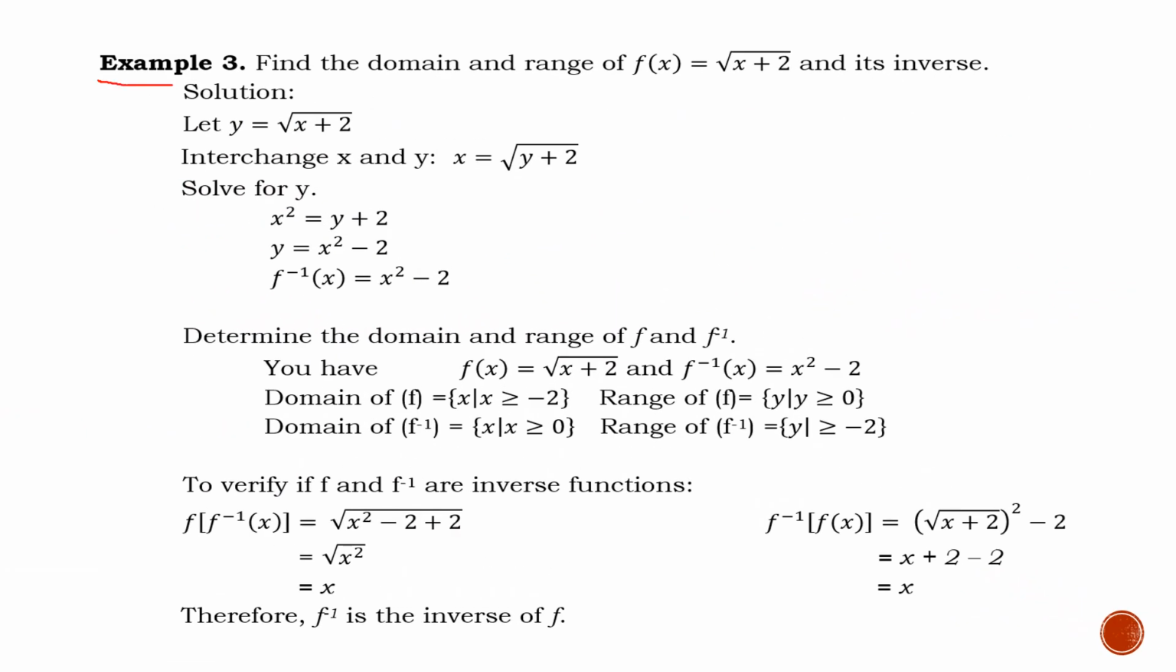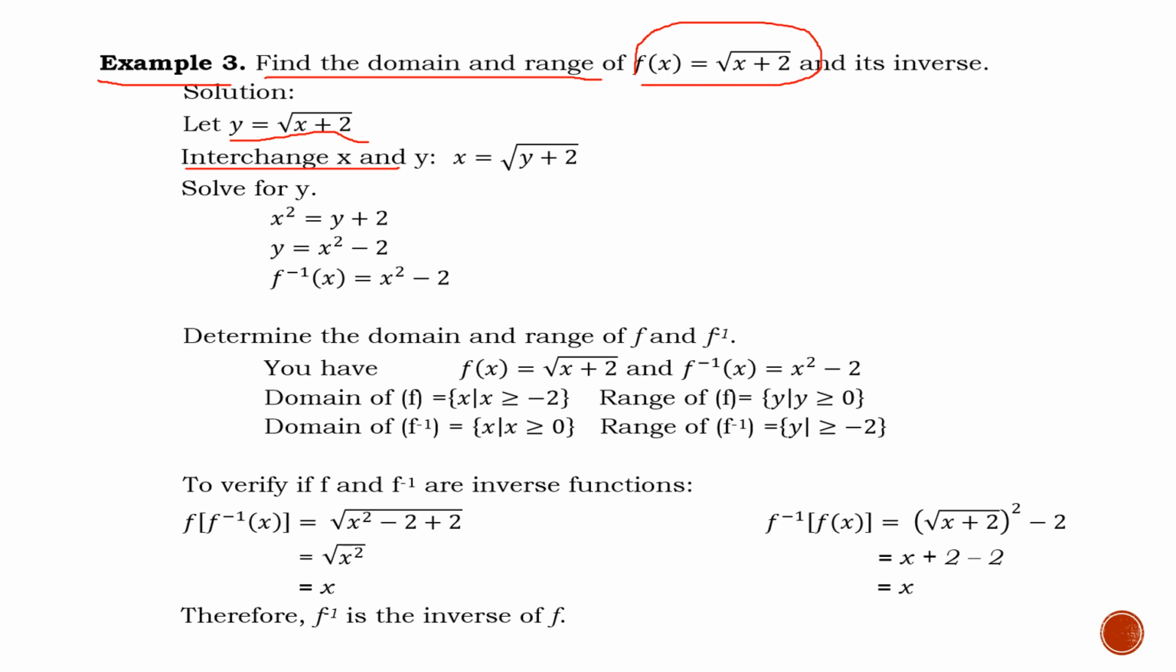So for example number 3, find the domain and range of f of x is equal to square root of x plus 2 and its inverse. So our solution: we let y is equal to square root of x plus 2. We just simply replace your f of x by using y. Then interchange x and y. So we replace all your x with y, and we replace all your y with x. So it's switching the positions of your x and y variables.